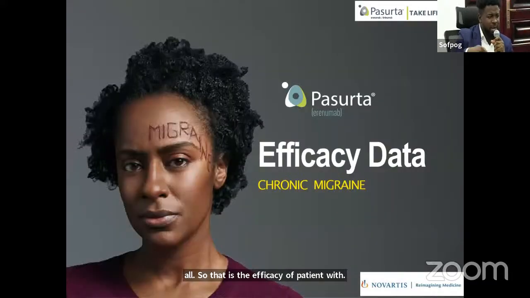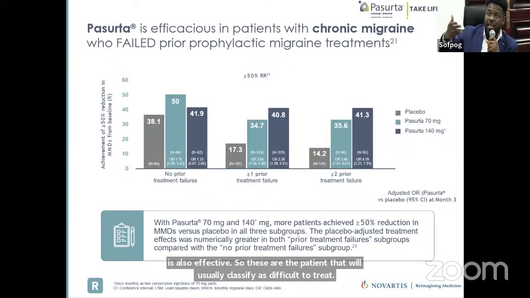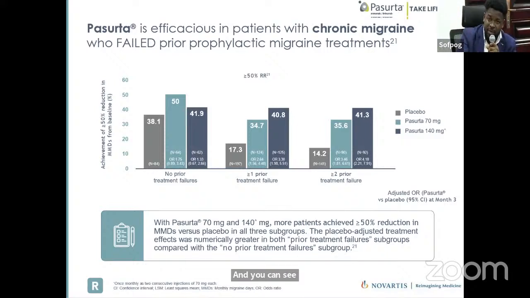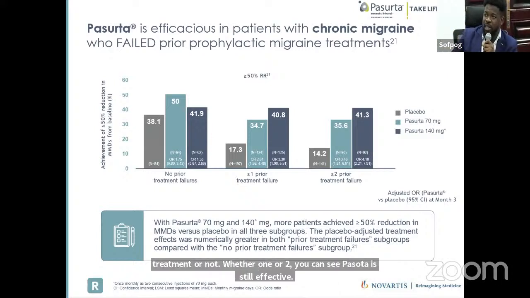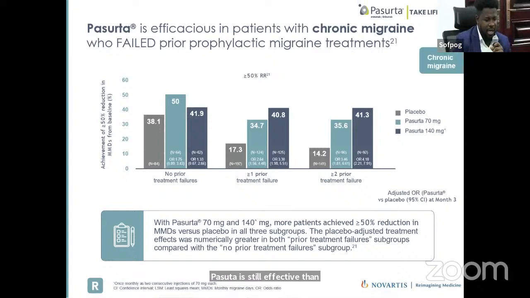When it comes to chronic migraine patients who have 15 or more migraine days, Pasuta is also effective. These are the patients that we would usually classify as difficult to treat. And you can see whether the patient is taking a preventive treatment or not, whether 1 or 2, Pasuta is still effective in these patients across the spectrum. Whether there's no treatment, greater than or equal to 1 treatment, or greater than or equal to 2 treatments, Pasuta is still more effective than placebo or the standard of care which the patient has been taking.